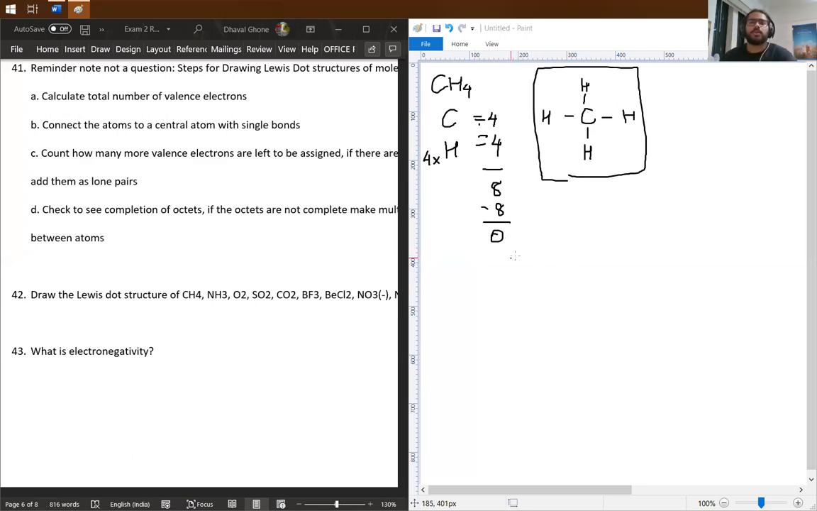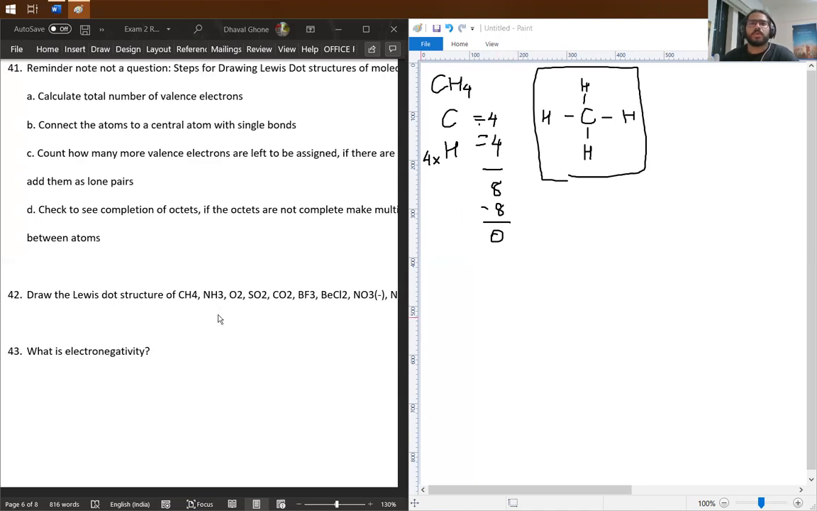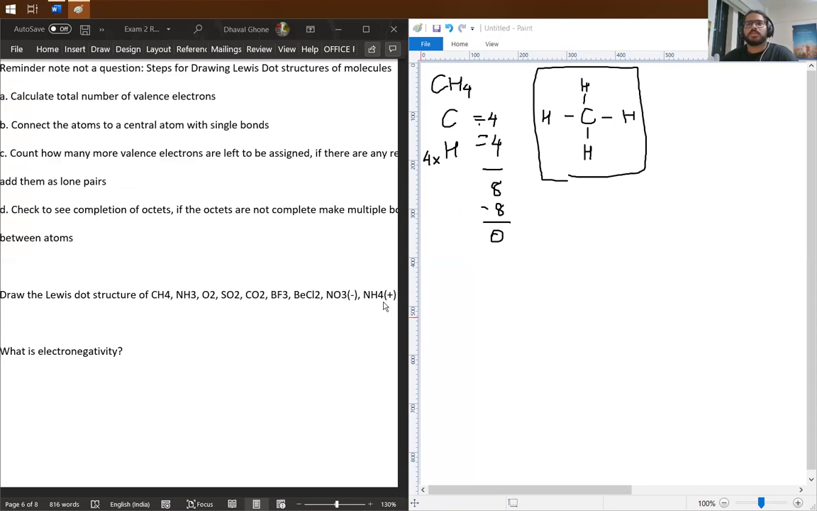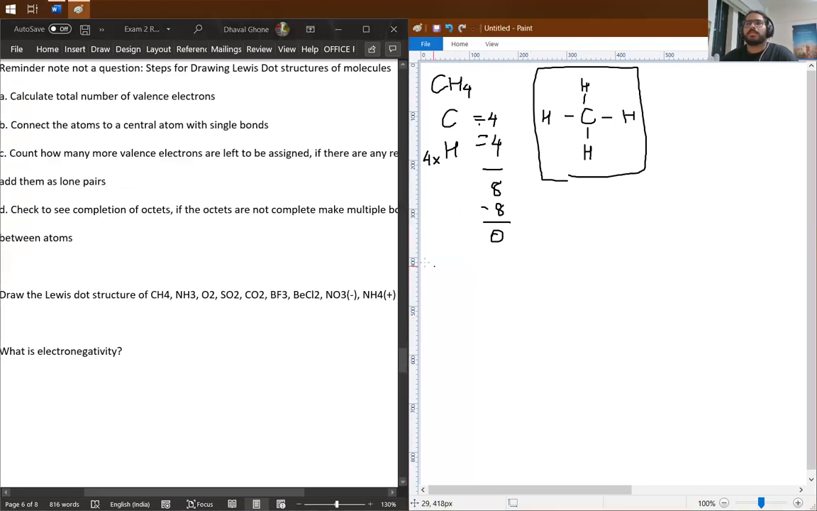But okay, that was how to draw CH4. Now, next one says NH3. I'm going to go backwards because these are more difficult ones. So I'm going to start from here. To draw NH4 plus, you count how many valence electrons there are. N provides 5 electrons. Hydrogen, this one provides 1 electron. The 5 hydrogens have 5 valence electrons, and the charge +1 means I have lost an electron from the molecule. So I'm going to reduce 1.